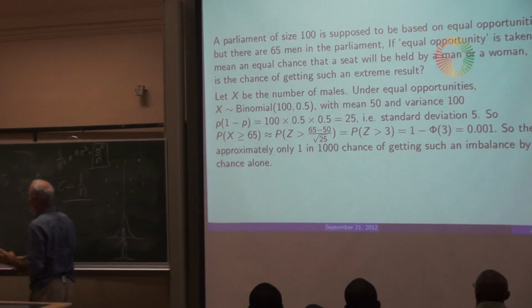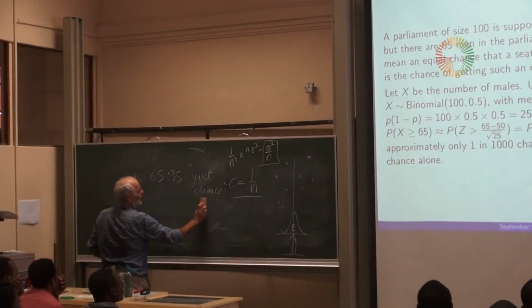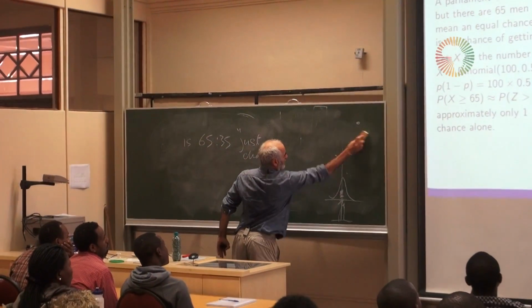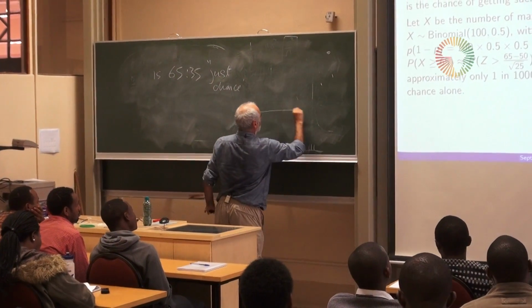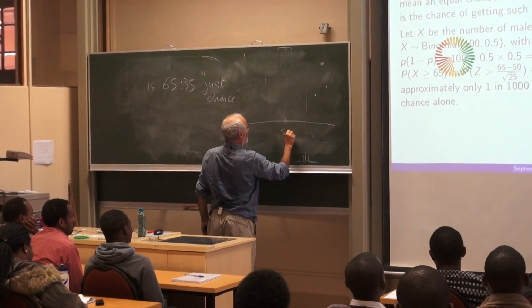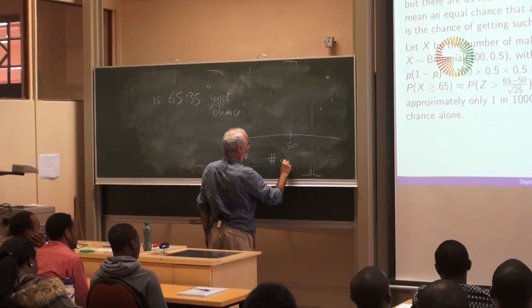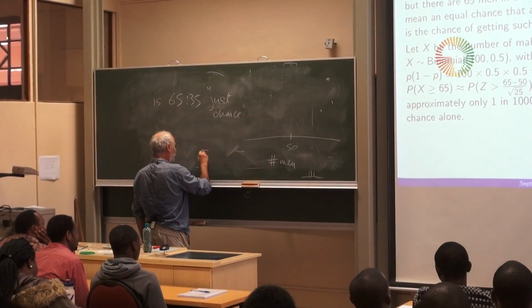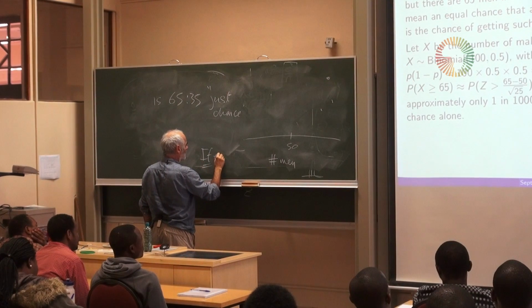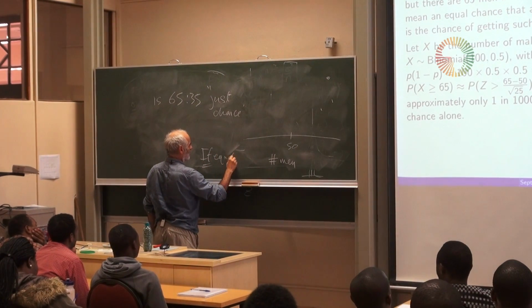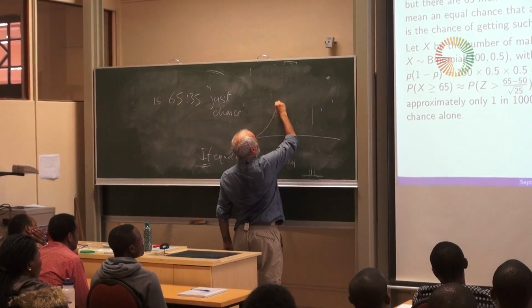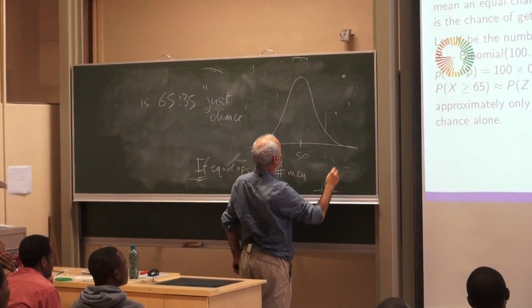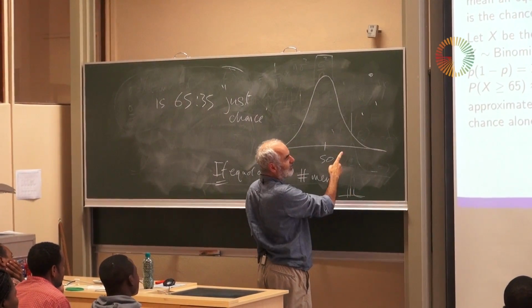So I now know roughly that the number of men, okay, this is the number of men, and this is if equal opportunities. The number of men should look roughly like a normal distribution with standard deviation 5.